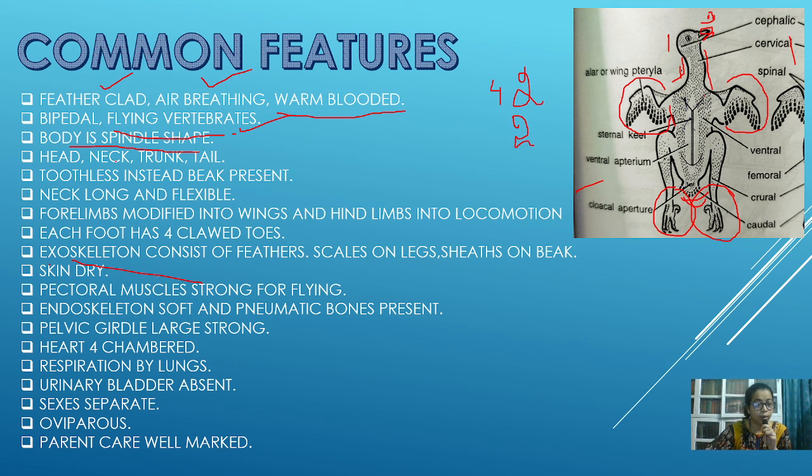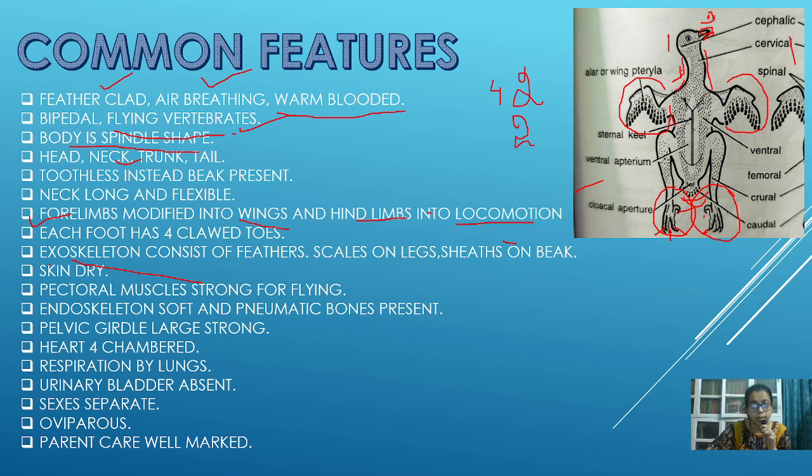Next, I have already mentioned this point, that the forelimbs are modified into wings and the hind limbs are used for locomotion. Next, each foot has 4 toes. You can see each foot has 4 toes and they are clawed, that is, the nails are present. Next, the skin is dry, as they are terrestrial, and they have strong pectoral muscle which is responsible for flying.